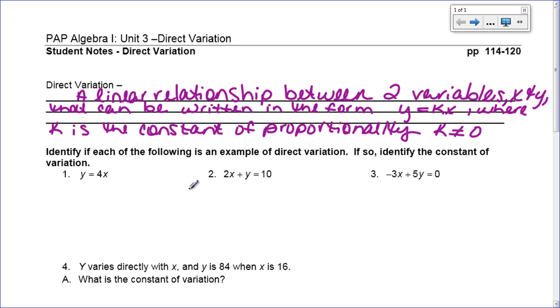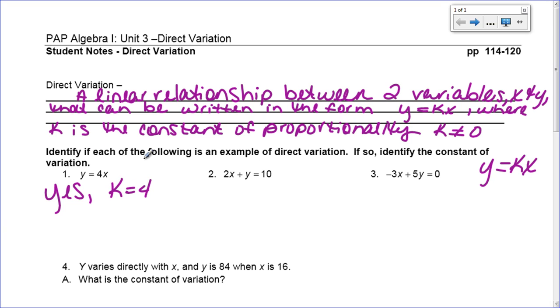So the first thing we're going to do is just decide if what we're looking at is an example of direct variation. If it is, we're going to identify what k is. Remember, it has to be in this form, y equals kx. If it can be written in that form, then we're all good. Okay, so look at number one. It says y equals 4x. Well, I think that looks a lot like y equals kx, except in place of the k, I put a 4. So yes, this is a direct variation, and k equals 4, because instead of a k, I wrote a 4.